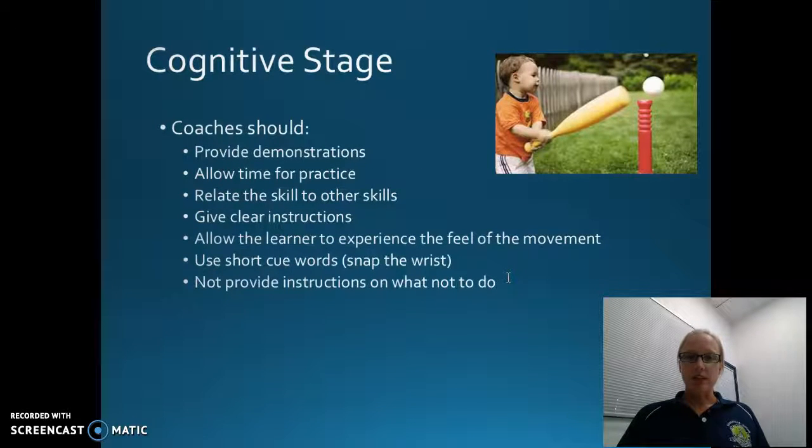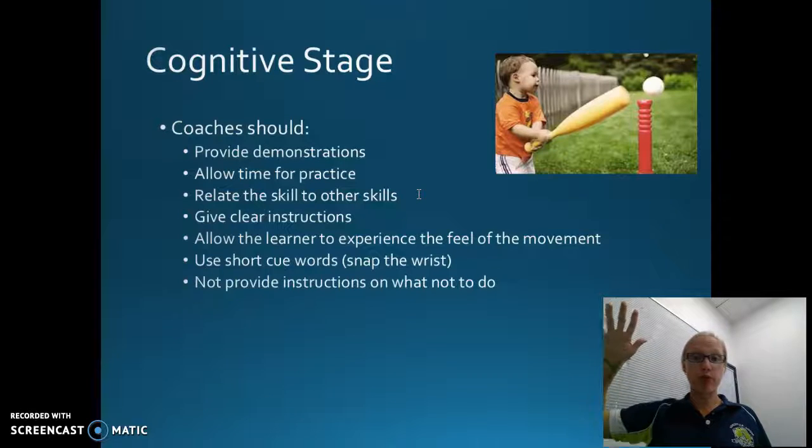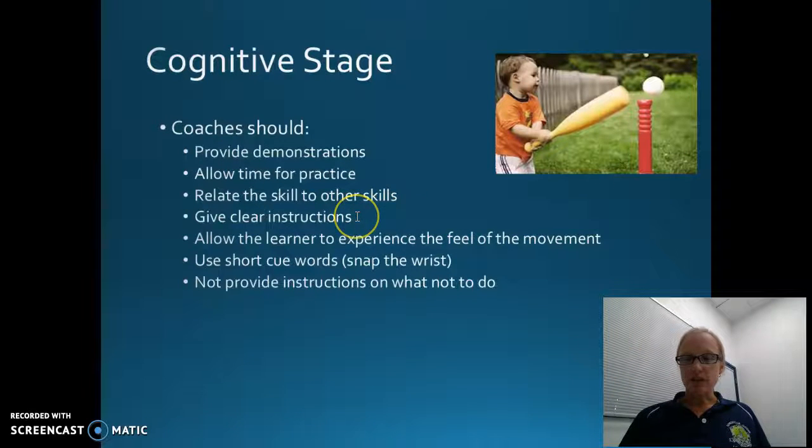In response to that, coaches should do things like provide demonstrations. Okay, that's really key. Whether they're providing demonstrations or getting somebody to demonstrate for you, a physical cue is really important. Allow time for practice, so that repetitive motion, so that we gain some motor memory, some muscle memory. Relate the skill to other skills. So if you're doing the overhand serve, relate it to, for example, the overhand throw. Give clear instructions, really important. They need to be concise and clear.